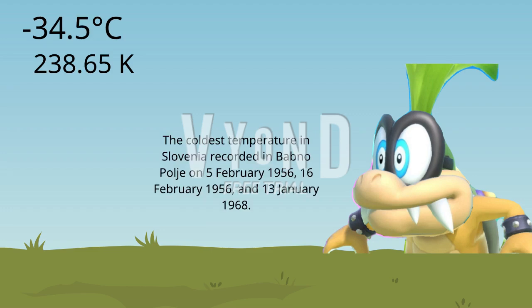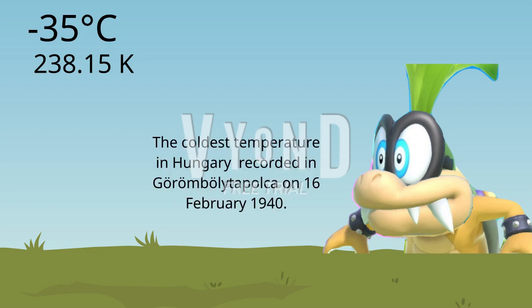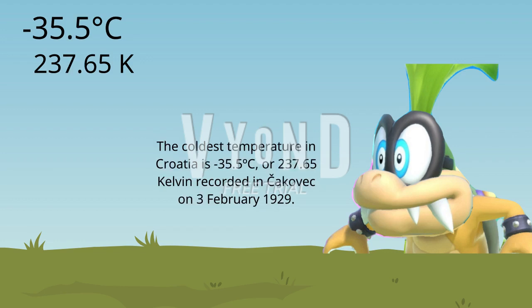The coldest temperature in Slovenia is minus 34.5 degrees Celsius, or 238.65 Kelvin, recorded in Babnopol on the 5th of February 1956, the 16th of February 1956, and the 13th of January 1968. The coldest temperature in Hungary is minus 35 degrees Celsius, or 238.15 Kelvin, recorded in Gorumbli Topolka on the 16th of February 1940. The coldest temperature in Croatia is minus 35.5 degrees Celsius, or 237.65 Kelvin, recorded in Kukovic on the 3rd of February 1929.